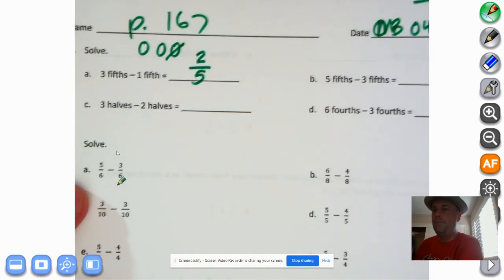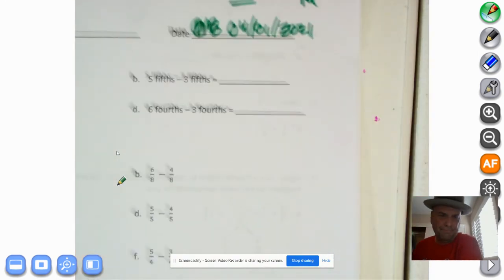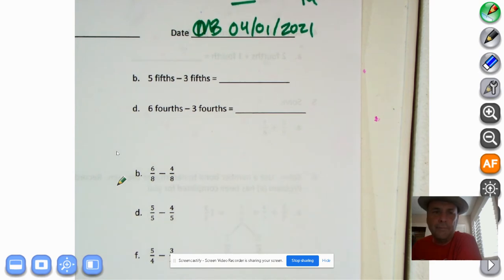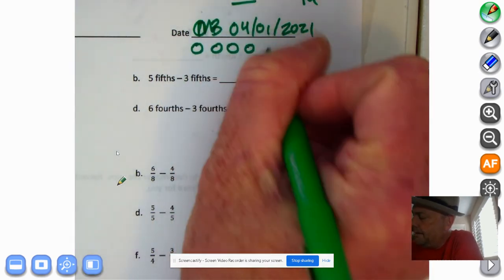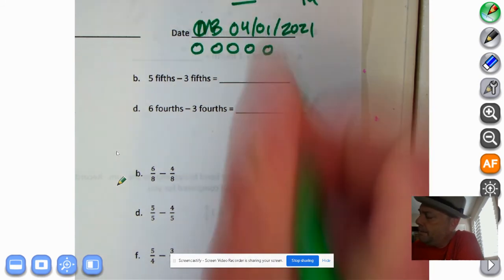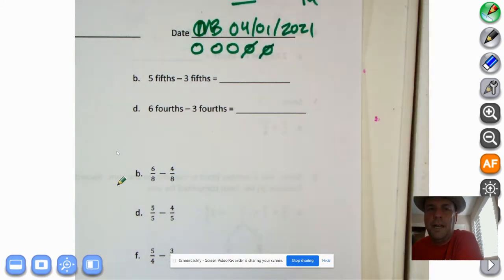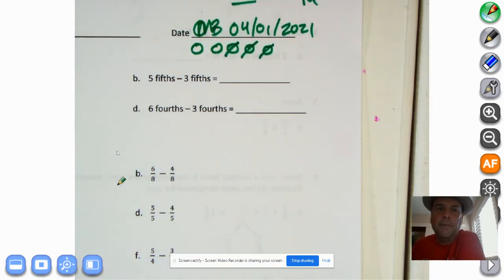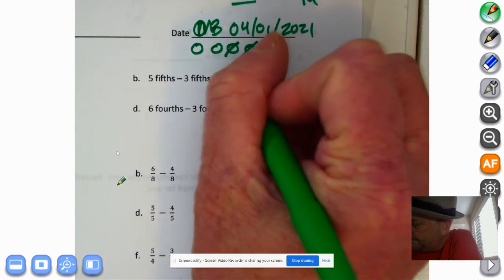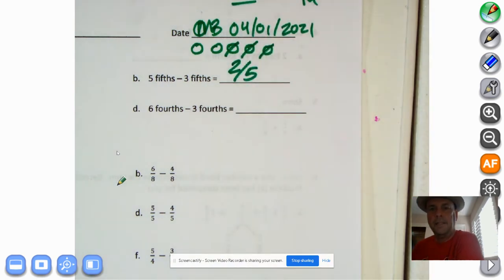Making some sense, I hope? Let's go to B. We have 5/5 minus 3/5. Let's say you had 5 dogs and you gave away 3. How many dogs would you have? You'd have 2 dogs. All right. So how many fifths would you have? You have 5/5 and you gave away 3 of them. How many would you have left? You would have 2/5. That's another way of doing fractions.